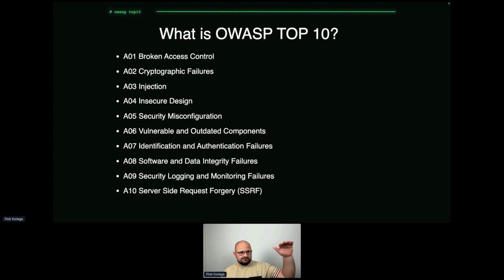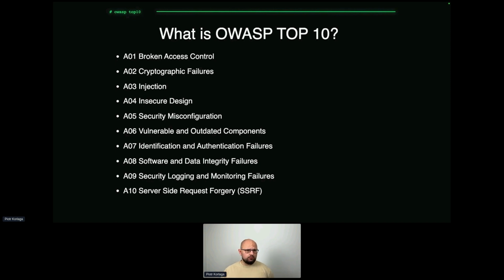So it's like a ranking, right? We should consider the first one, broken access control, as the most important one, and A10, server-side request forgery, as least important. Not really, because it's still among the top 10 topics and top 10 vulnerabilities in web applications. So in this presentation, we will actually cover all of them.